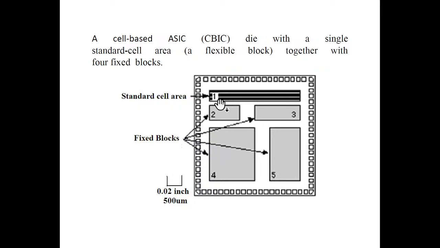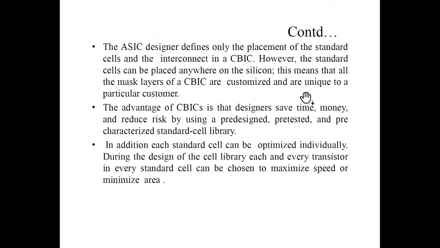But here the designer is not capable of designing their own cell. In full custom ASIC design, the designer is capable of designing their own cell also, but here the designer is not. He is only able to design the fixed block by using pre-tested logic cells. The ASIC designer defines only the placement. Here the designer is only able to route the cells for making their logic function, or we can say the designer defines the placement of the standard cells and the interconnect of the CBIC.